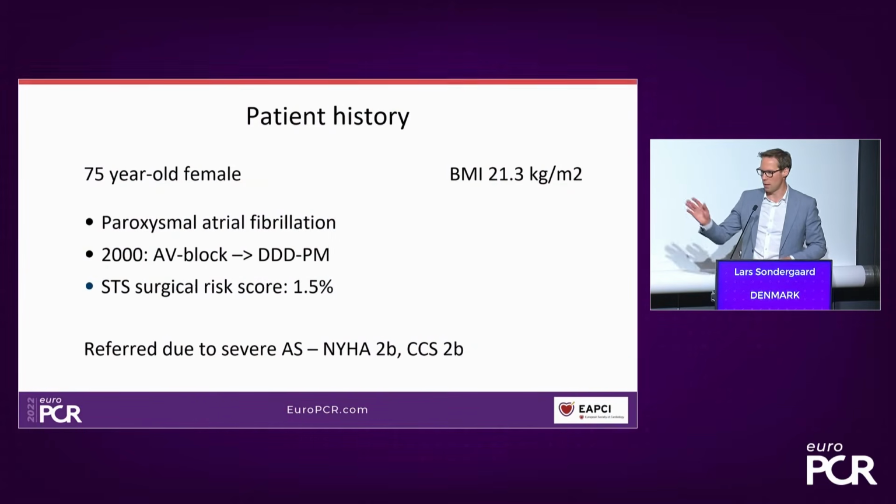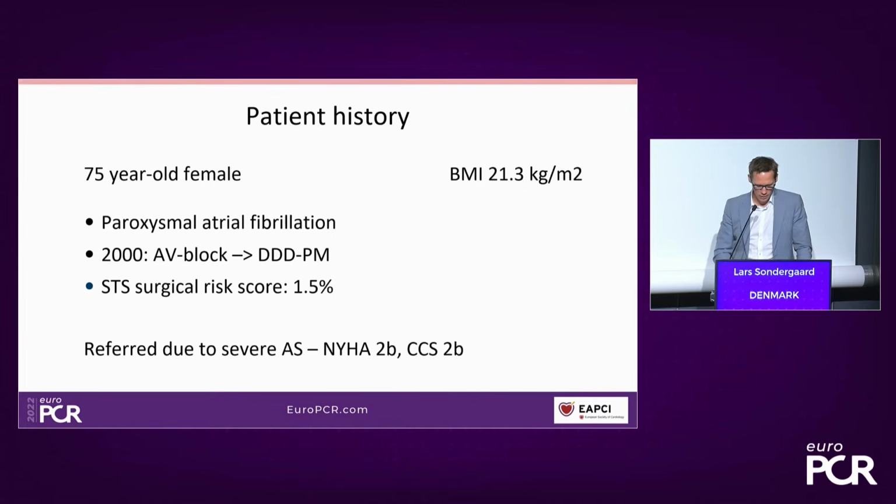And this was a patient, again, that Lars and his team treated in Copenhagen. So a 75-year-old female of small body mass, paroxysmal atrial fibrillation. And so you'll see the quality of the images here are not affected by that. The patient has a pre-existing pacemaker for AV block. Young, relatively speaking, and low-risk patient.